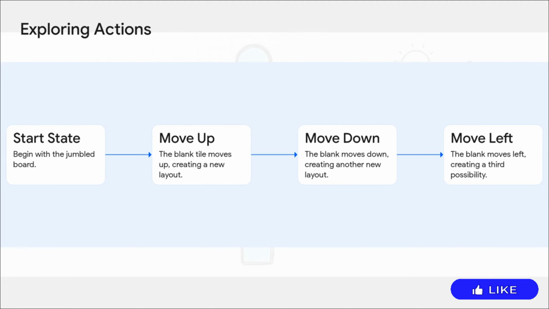So sitting at that start state, the AI looks at its options. What can it do? Well, if it moves the blank tile up, boom, it creates a brand new board layout. If it moves it down instead, that's another layout. A move to the left, a third possibility. You see, each action creates a totally new state of the puzzle. And this right here is where the search really begins.